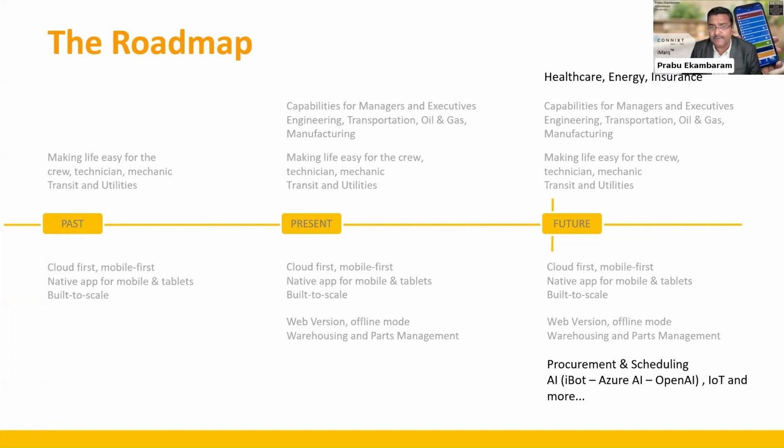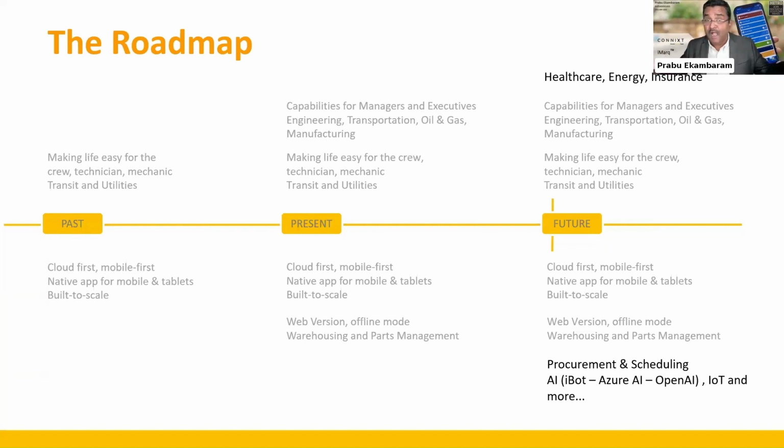And then the present is basically adding additional modules, and our apps being built to scale and all those things. But I want to emphasize the future, right? We are planning to expand into other verticals, which is healthcare, energy, and insurance. Right now, we have transit, utility, construction, and trucking, logistics, right? So we are playing a role in those verticals, but we are planning to extend.